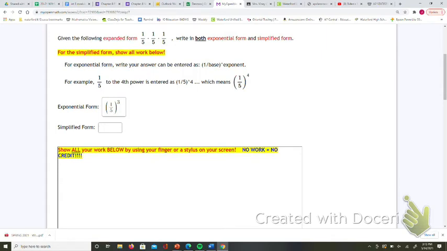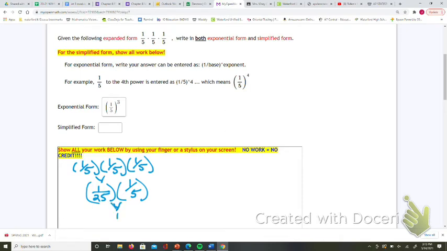Now we're ready to show the work. So we write 1/5 times 1/5 times 1/5. Now we multiply. 1 times 1 is 1. 5 times 5 is 25 times 1/5. 1 times 1 is 1. 25 times 5. Okay, that one I have to do over here.